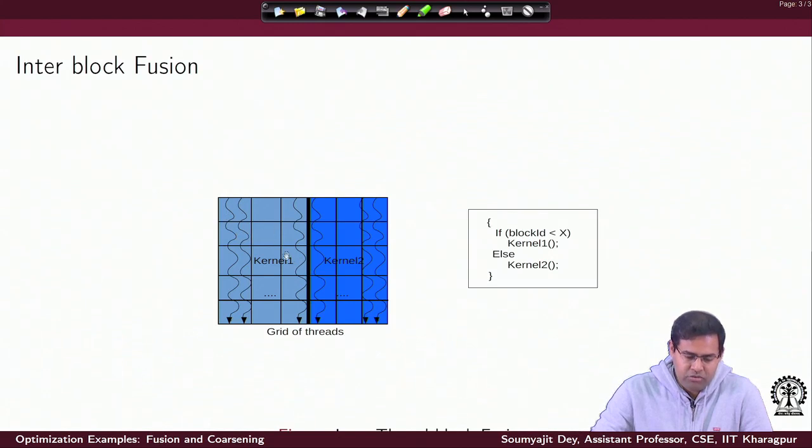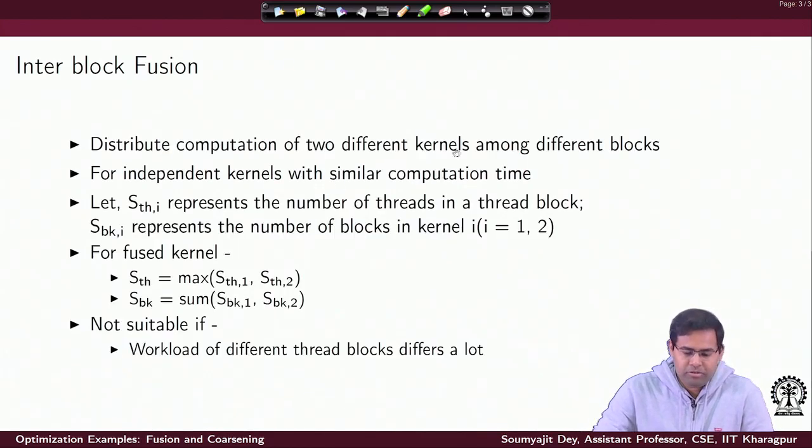So for kernel 1 you have a progress of threads like this, for kernel 2 you have another alternate progress of threads like this, and you have a boundary here, and this is the entire grid of threads. So this denotes maybe a theoretical way to think that maybe this is x. If you are on this side, you are executing kernel 1, and on this side you are executing kernel 2. Of course this is a 2D picture. So overall, this would be the summary of interblock fusion.